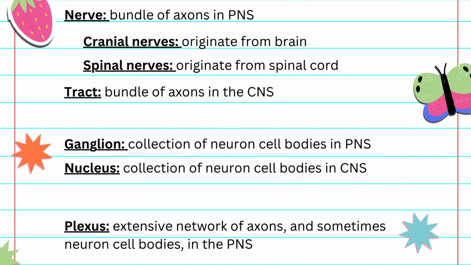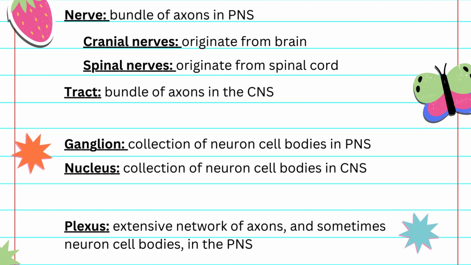There are several terms related to neurons that need defining. A nerve is a bundle of axons in the peripheral nervous system. Cranial nerves originate from the brain and spinal nerves originate from the spinal cord. A tract is a term for the bundle of nerves in the central nervous system. So notice nerve is not neuron. Nerve is a bundle of neurons, but it's actually just pinpointing the axons. And those all occur in the peripheral nervous system.